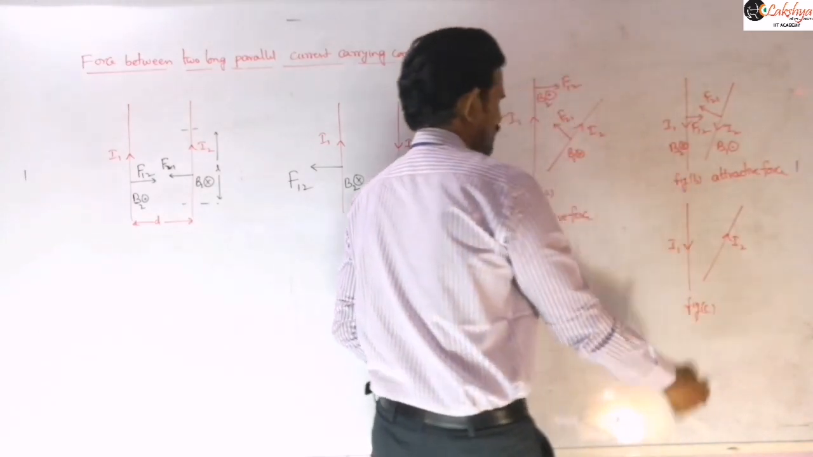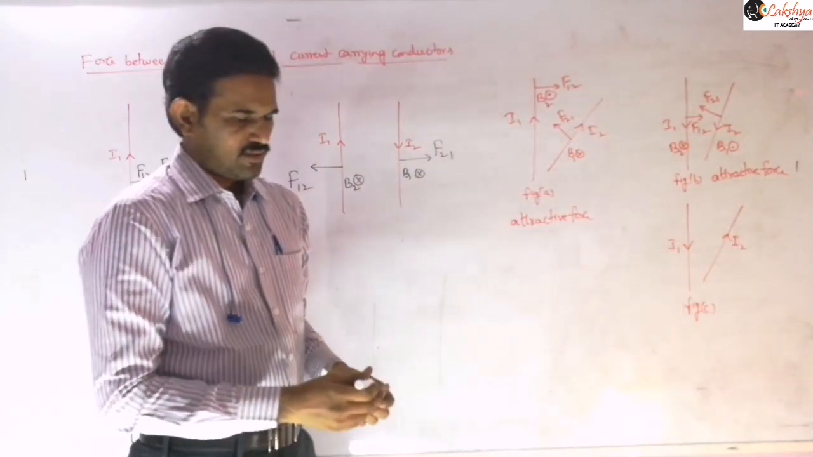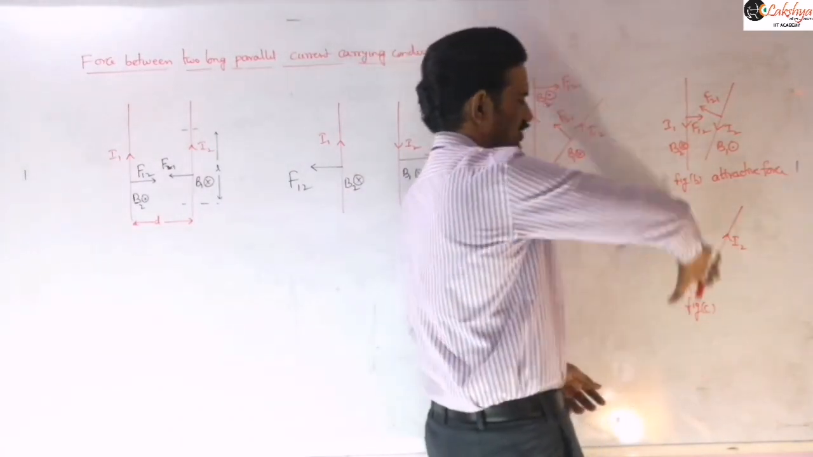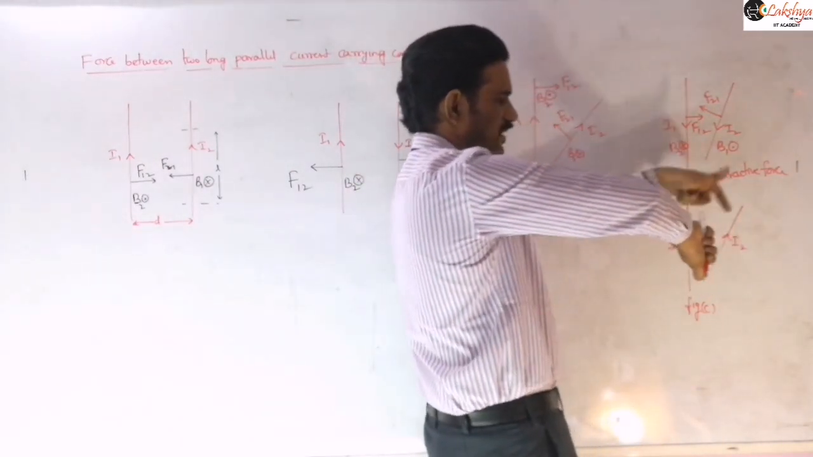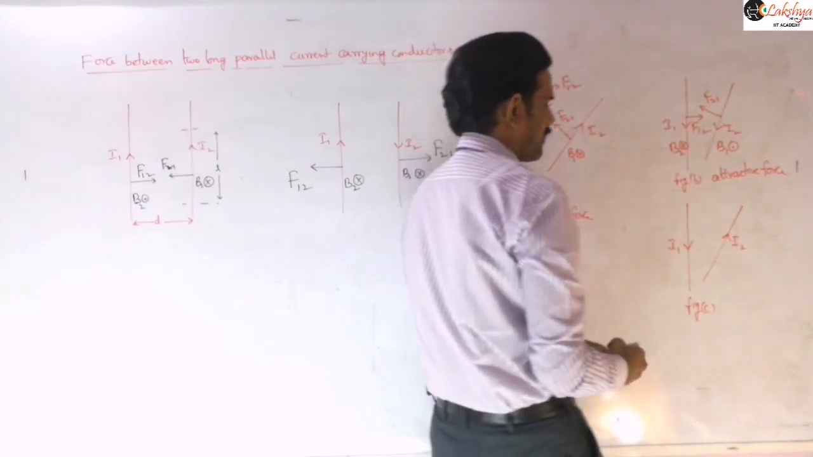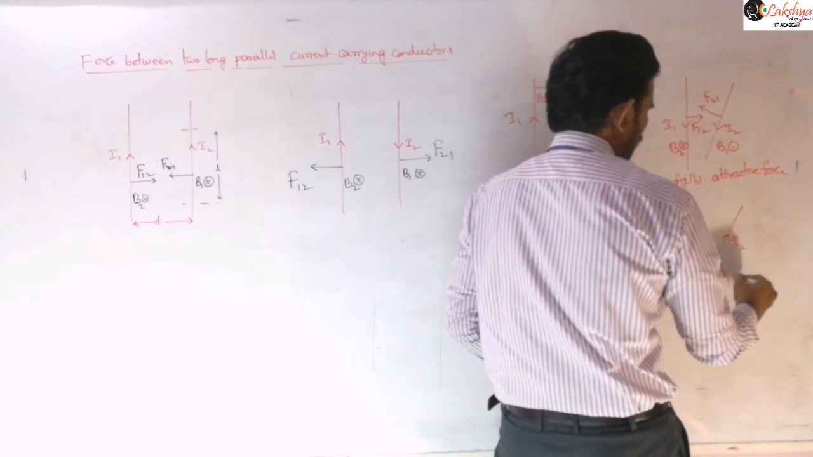And so now let us consider this case. If you are considering this case, again let us take the magnetic field direction here. So due to this I1 I am writing here, the field lines are coming out this side. So here the magnetic field B1 is out of the plane.